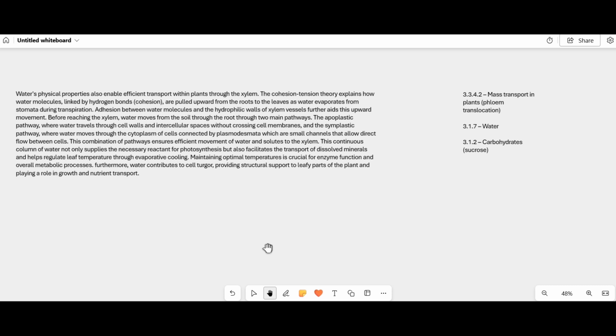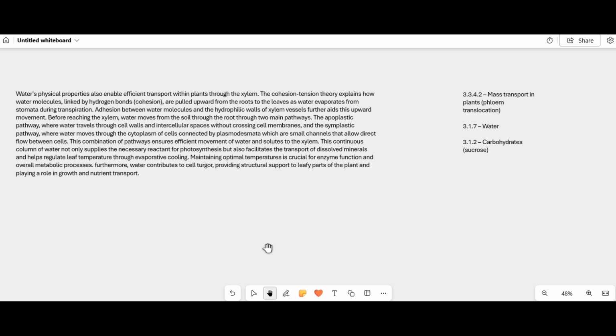Then adhesion between water molecules and the hydrophilic walls of xylem vessels. So you're talking about adhesion, which is obviously A-level. Instead of just saying that water is going to move up through the xylem, you're talking about the hydrophilic walls, which is obviously an A-level kind of word. The thing with these essays, you already know everything you need to write. You already know all the information. It's just about how to write it. You get me? Alright, cool. This further aids this upward movement.